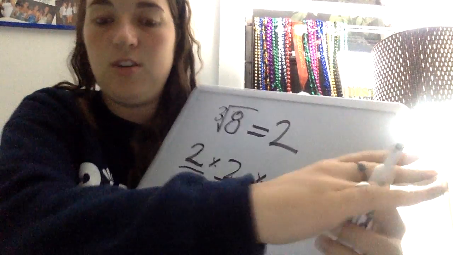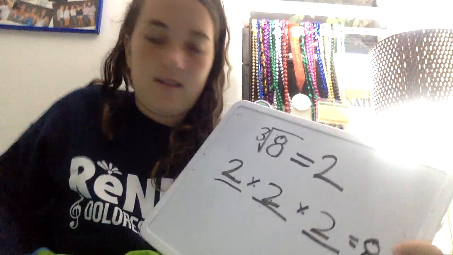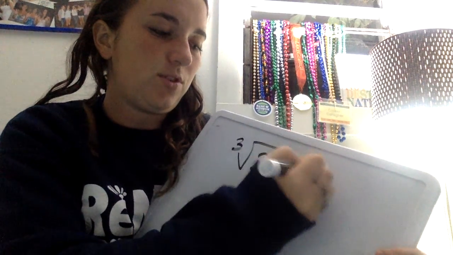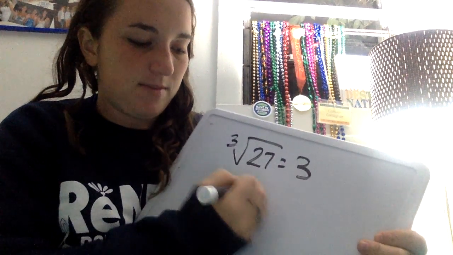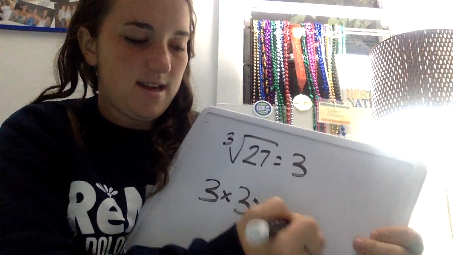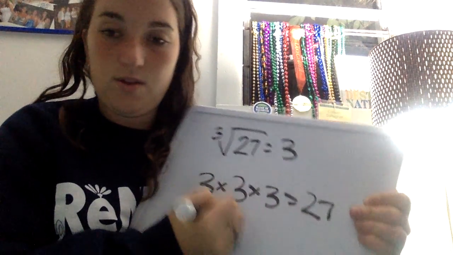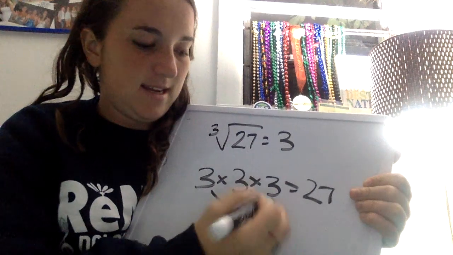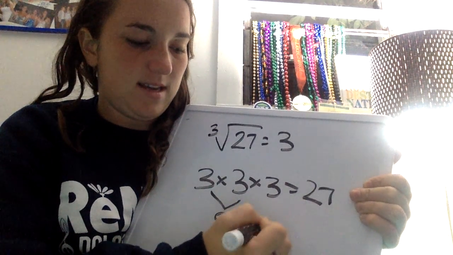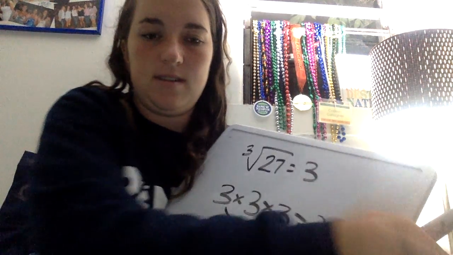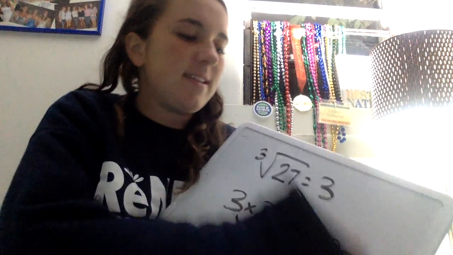Go ahead and try the cubed root of 27. What is the cubed root of 27? The cubed root of 27 equals 3 because 3 times 3 times 3 equals 27. 3 times 3 is 9, and then 9 times 3 is 27. All right, now moving on to the next problem.